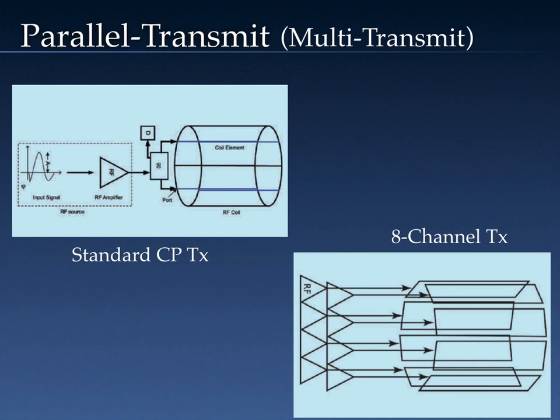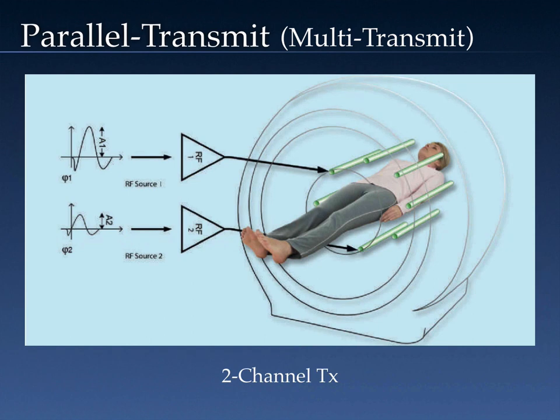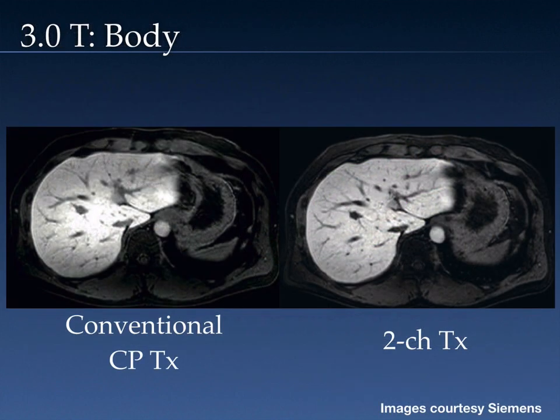A technology recently introduced primarily for 3T MR systems is referred to as parallel or multi-transmit. Now, a standard circularly polarized transmit coil or quadrature coil will be driven by one RF amplifier. A multi-transmit coil will be driven by two or more RF amplifiers. Here's a diagram of an RF body coil driven by two RF amplifiers, and again, this would be referred to as a multi-transmit, and in particular, this configuration would be referred to as a two-channel transmit system. Here's why this is useful.